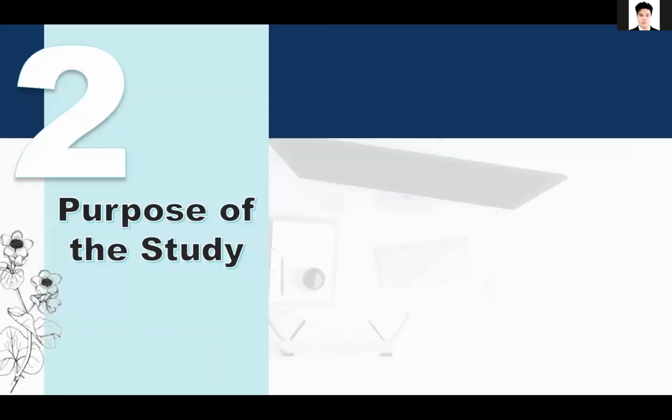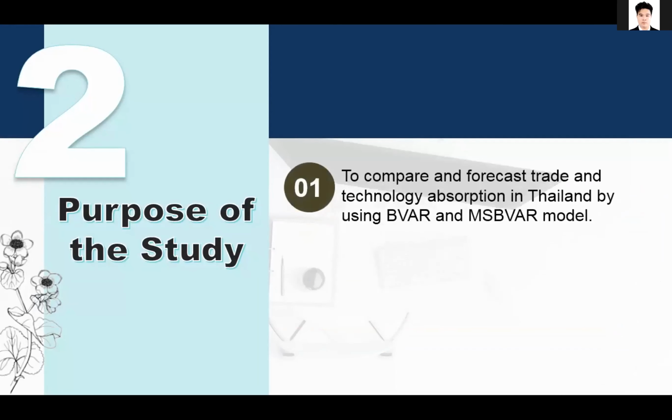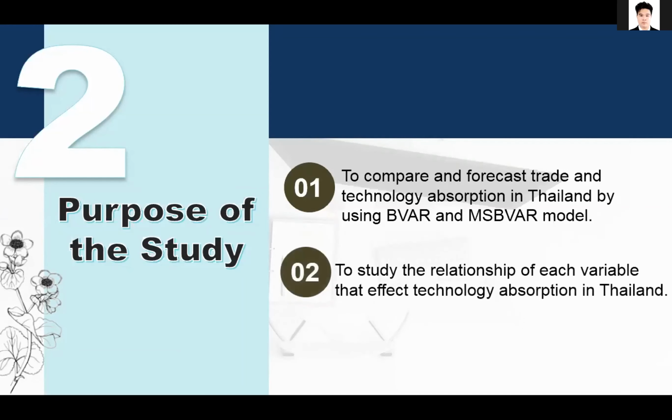I will move to the purpose of the study. The first purpose of the study is to compare and forecast trade and technology absorption in Thailand by using the BVAR and MSBVAR models. The second purpose is to study the relationship of each variable that affects technology absorption in Thailand.